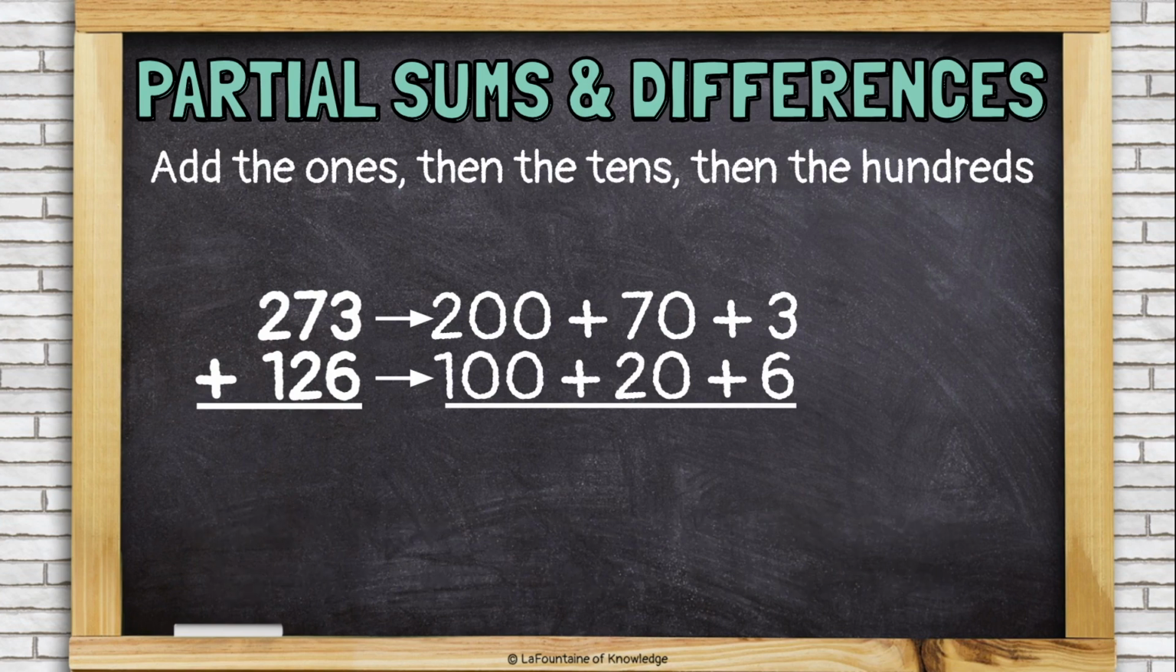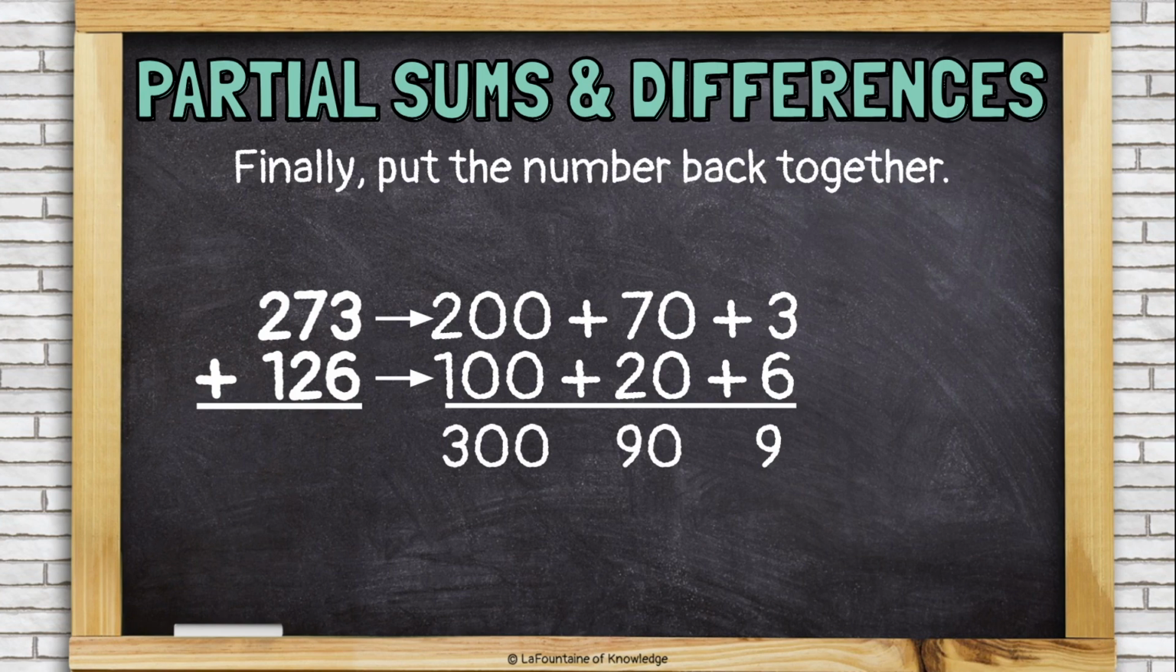Now I'm going to add the pieces together, starting in the ones place. Add the ones, and then the tens, and then the hundreds. 3 plus 6 is 9. 70 plus 20 is 90, and 200 plus 100 is 300. The final step is to put the number back together. I have 300 plus 90 plus 9, which is the number 399.